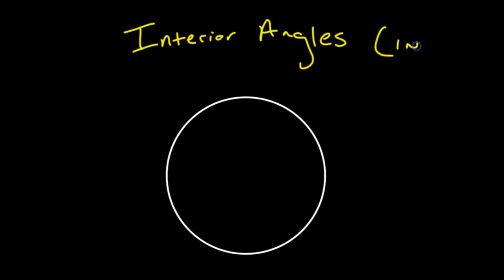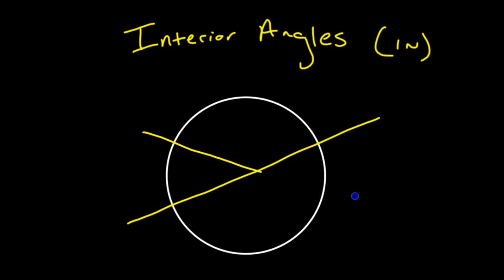Now we also have interior angles, and interior angles are what they sound like. They're angles that are made when lines intersect within a circle. So if you've got two chords that are crossing through, you've got some vertical angles that are made right here and here. Kind of looks like a cool little half ninja.